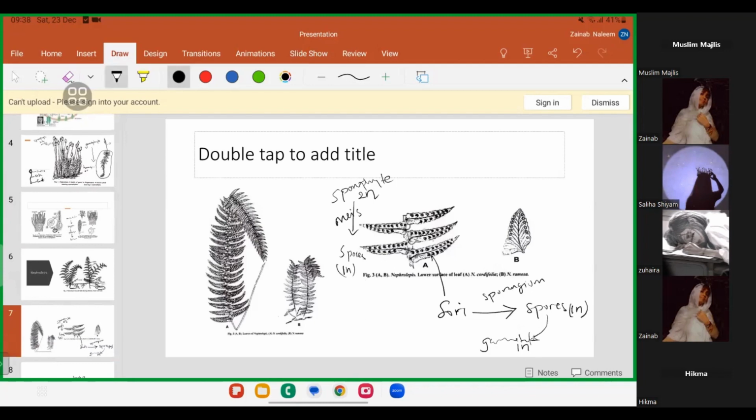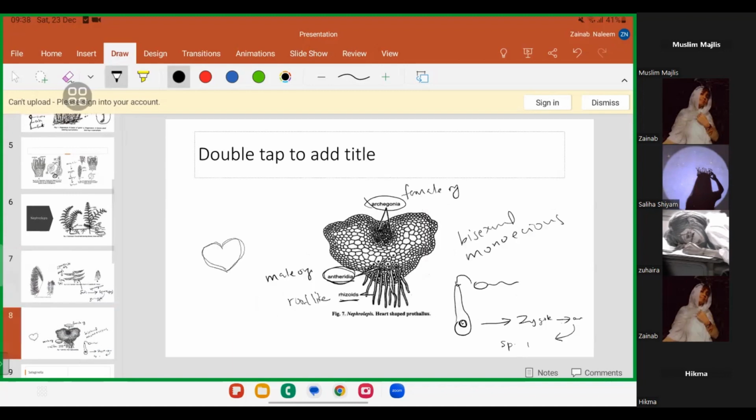Behind the leaves, on the underside of the leaf, you have the sori. In the sori, you have the sporangium. The sporangium produces spores by meiosis. The spores are released into the environment by the wind. It germinates and produces the gametophyte.